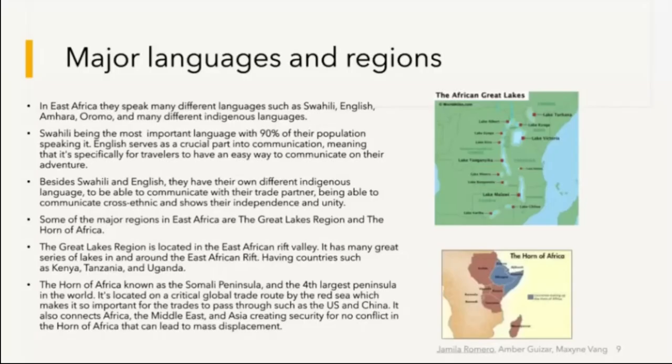It is located on the critical gold trade route by the Red Sea, which makes it so important for trade to pass through, such as the US and China. It also connects Africa, the Middle East, and Asia, and security matters because conflict in the Horn of Africa can lead to mass displacement.